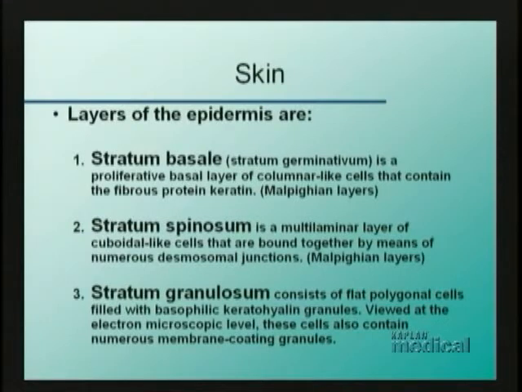Layer 3, as we move toward the surface of the skin, is the sealant layer. It's known as the stratum granulosum. It consists of more flattened epithelial cells filled with basophilic keratohyalin granules. When viewed at the electron microscope level, these are membrane-coated granules that provide the sealant necessary to protect this epithelium from penetration by substances outside the layers of the skin.